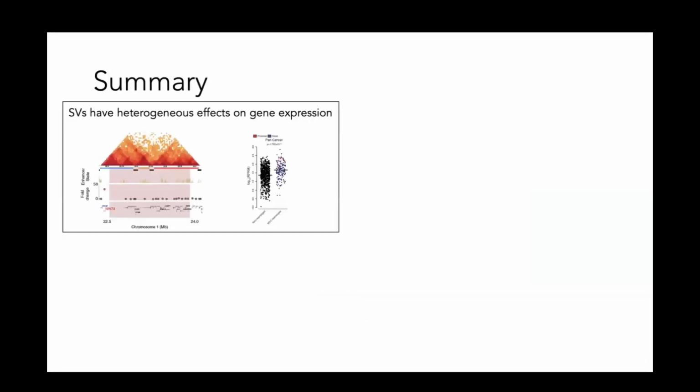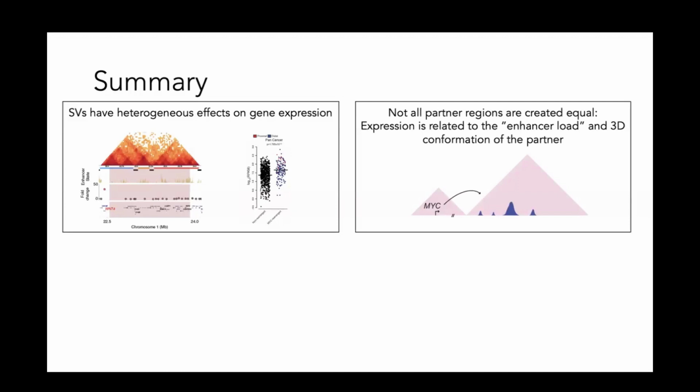Okay, so I'll summarize the second part. I didn't really have time to get too much into this, but we do see clear evidence that structural variants have a fairly heterogeneous impact on gene expression. And we think part of what explains this is that not all of these structural variants are created equal. So there's clearly a relationship with enhancer load as well as the conformation of the partner region.